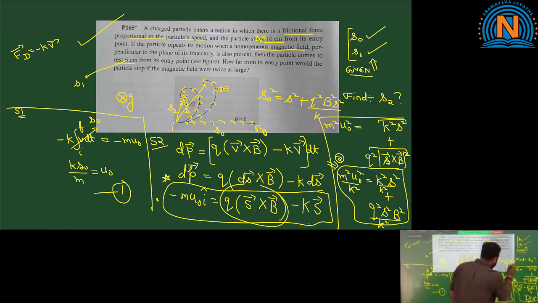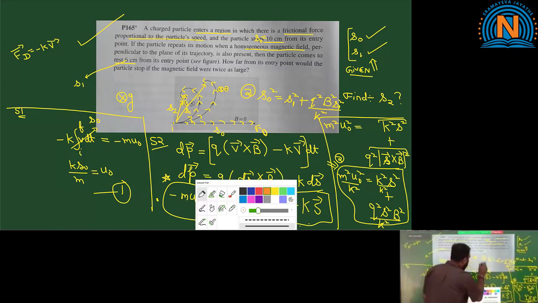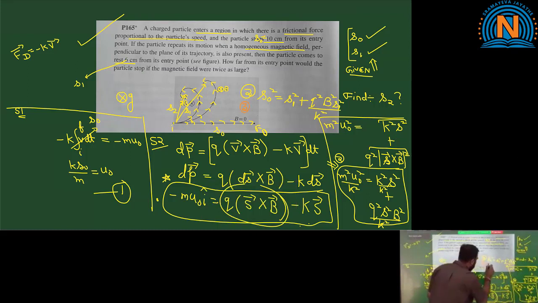Now let me do one thing. Because I have written this second equation, I know b is b and I'm substituting s as s1 here. And symmetrically, when I write my third equation, it will become s naught square equals s2 square plus, now b has become 2b, so q square 4b square s2 square divided by k square. Now you understand, because q, b and k are not given, you have to appropriately arrange.